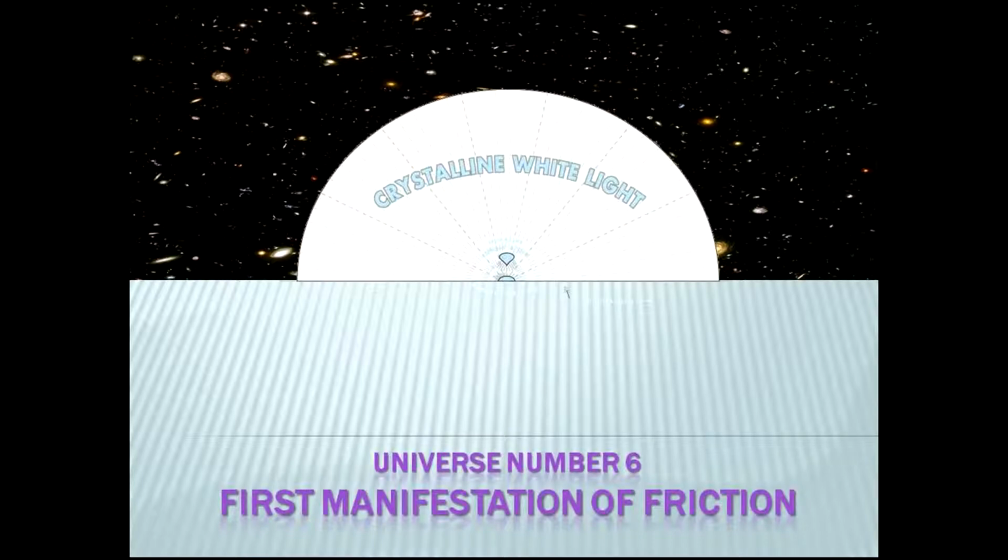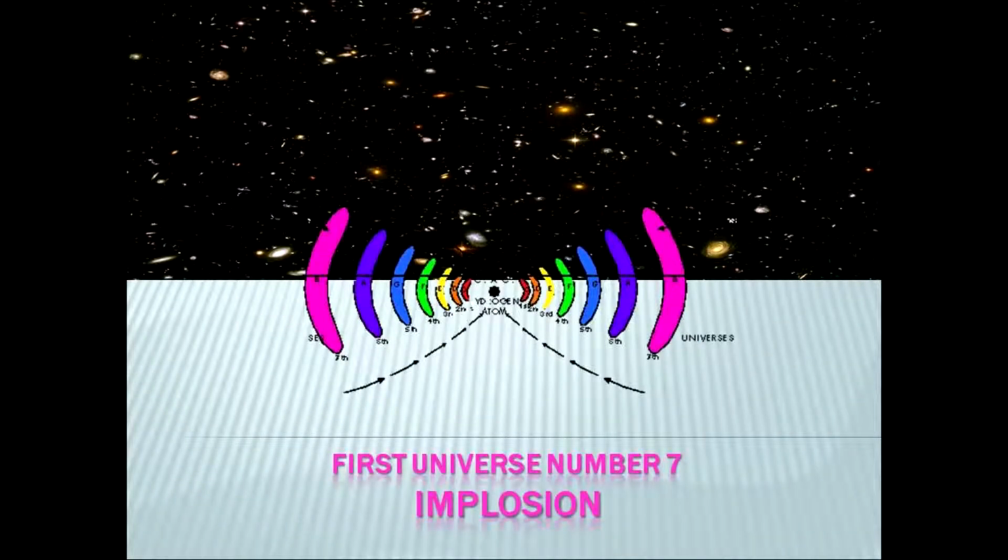In universe number 6, one droplet pulled more vacuum in and the other half gave back to the vacuum, causing it to overbalance. The friction between colors and sound caused the area to be filled with crystalline white light. Universe number 7, the tone of B, implosion, the color of violet.